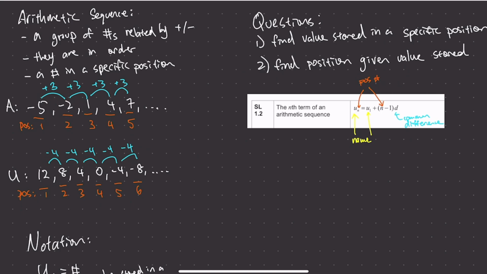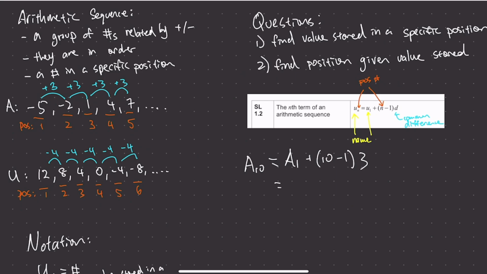To give you an example, let's say I'm trying to find the value stored in position 10 of the sequence A. So I need A10, because A is the name of the sequence, and I'm trying to find the value stored in position 10. The formula says I need u1 plus (n-1)d. So that means I need A1 plus, n is 10, minus 1, times the common difference, which is 3.